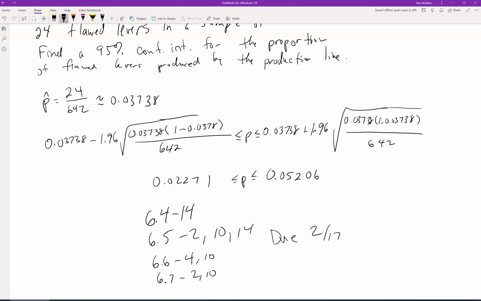We'll actually get into 6.6 on Friday, and then 6.7 talks about least squares stuff. We'll get into that. If not, we'll probably start on Friday and then finish it Monday.